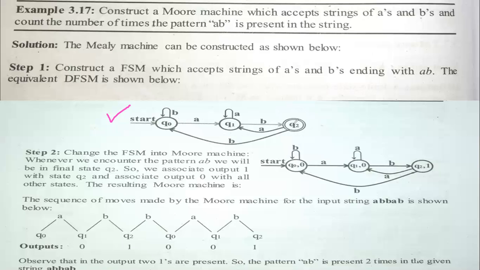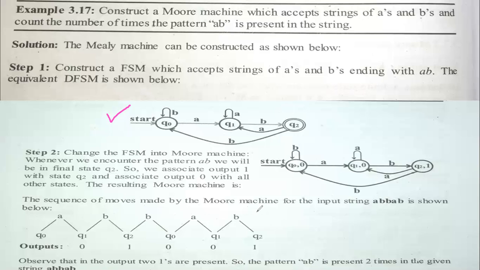Whenever we reach the final state, that represents that we encountered the pattern AB. So what we do is write Q0 comma 0, Q1 comma 0, Q2 comma 1. Here we have one example: ABBAB. See how many times AB is occurring?